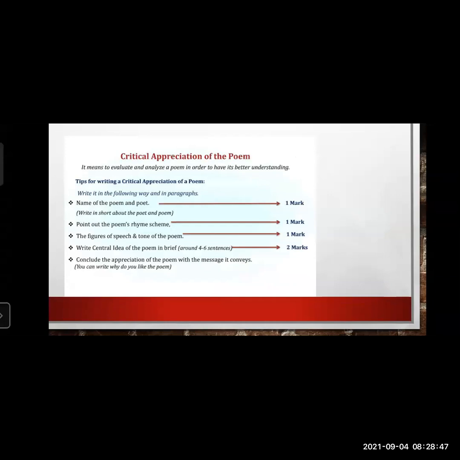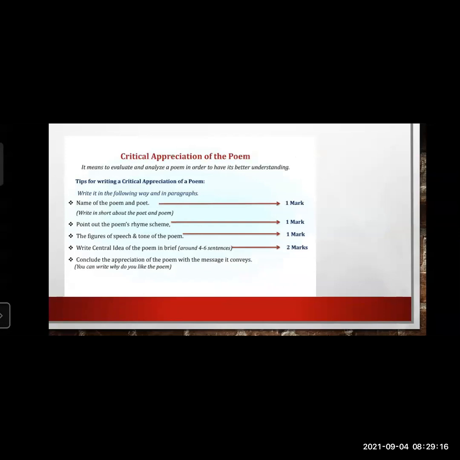Now we have to see the critical appreciation of the poem. An appreciation question will be asked for 5 marks in the exam. The question is given to us for 5 marks, but first we have to see the bifurcation of this question's marking scheme. For the name of the poem or the title of the poem and the poet, we will get 1 mark.